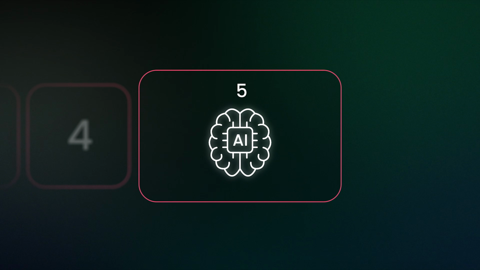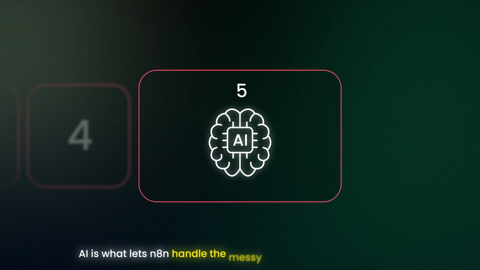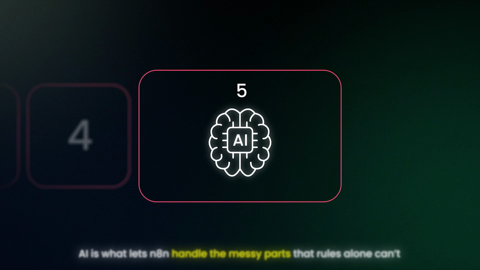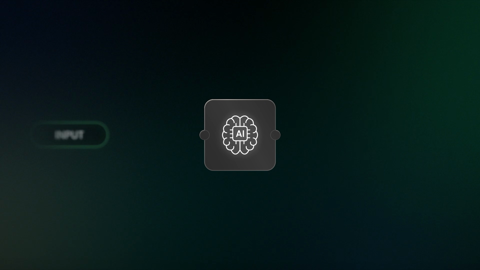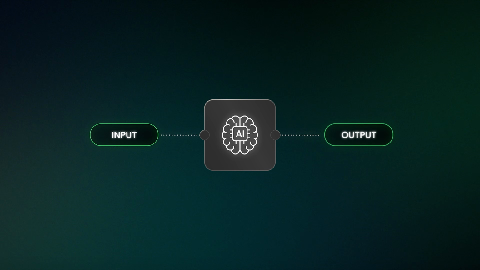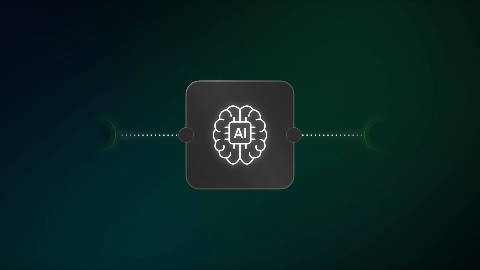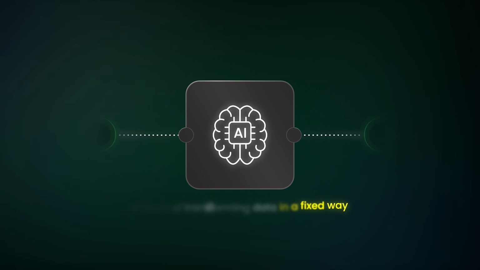That's where AI comes in. AI is what lets N8N handle the messy parts that rules alone can't. Inside N8N, an AI model is just another node in the workflow. It still receives input and it still produces output. The difference is what happens in the middle. Instead of transforming data in a fixed way, it interprets it.